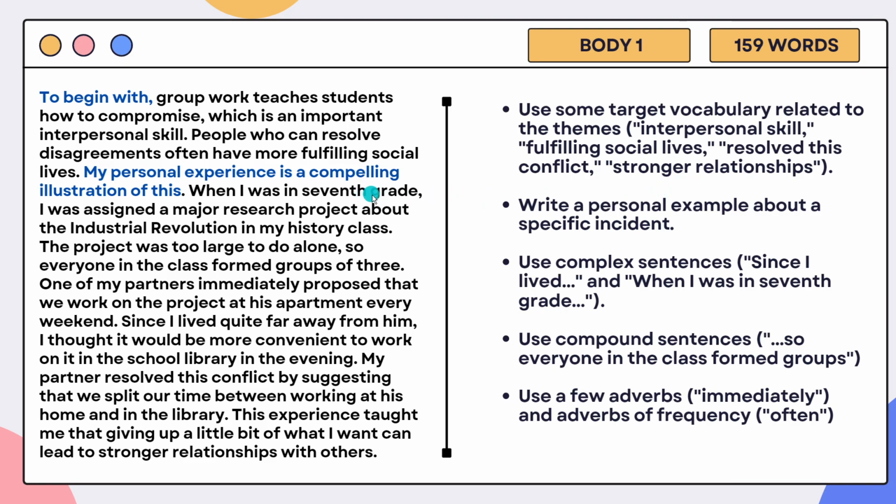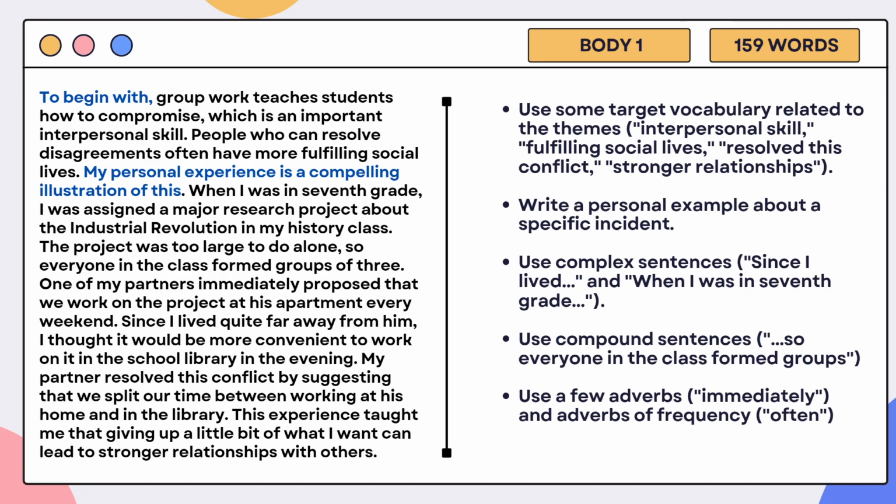I wrote a personal example about a specific incident. So you can see that my example is all about a very specific project I worked on one month in a class. So I was able to mention specifically it was a history class. I could say it was about the Industrial Revolution. And then I could specifically mention the problem I had and the specific solution. This is better than a broad example.